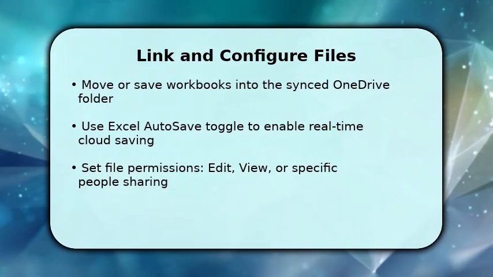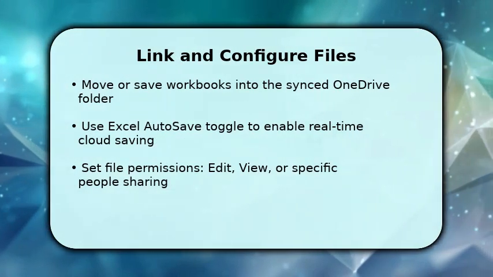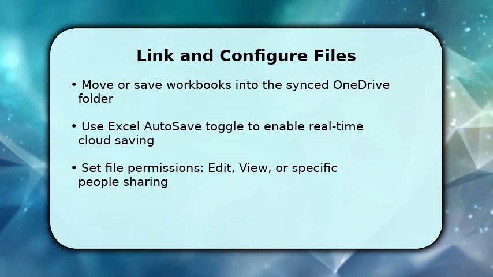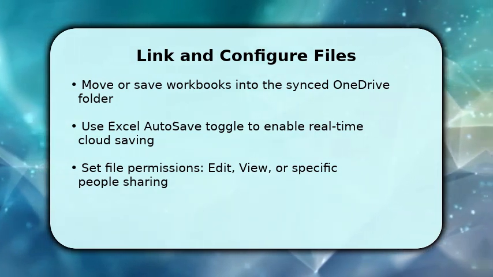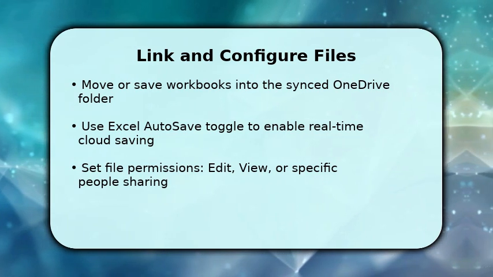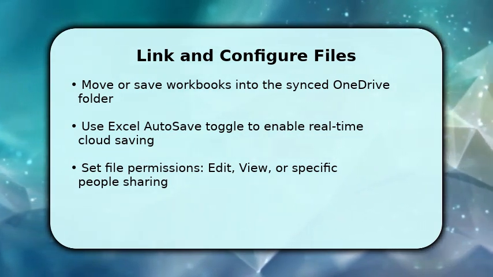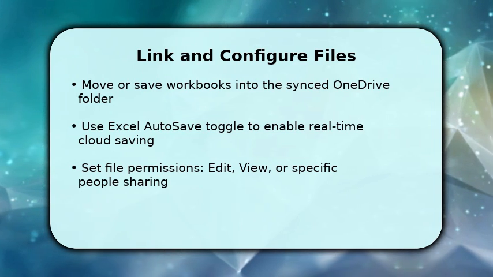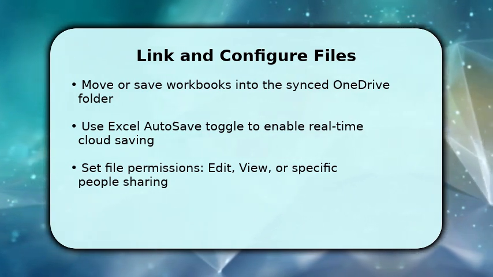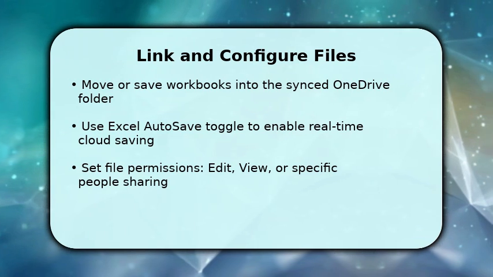With the test file in OneDrive, enable auto-save in the Excel title bar so changes push immediately to the cloud. This avoids version conflicts. Next, organize your workbook into a shared folder in OneDrive to manage access. Use Share, People in OneDrive or Excel to grant edit or view rights, and choose whether recipients can forward links.